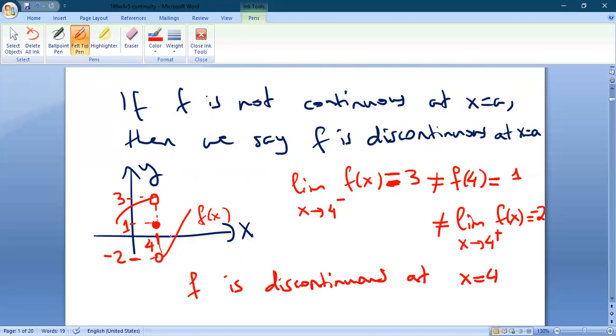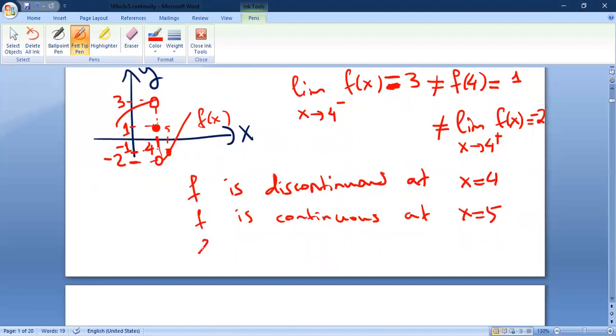But look at the other places. We can look at, for instance, let's say 5. Let's say here is 5. It's continuous, everything is equal. Left limit, right limit, value of the function, they are all equal. So f is continuous at x equals 5. And let's say this number is minus 1, because at that point, the limit from the left and from the right are all equal to minus 1, which is f of 5.